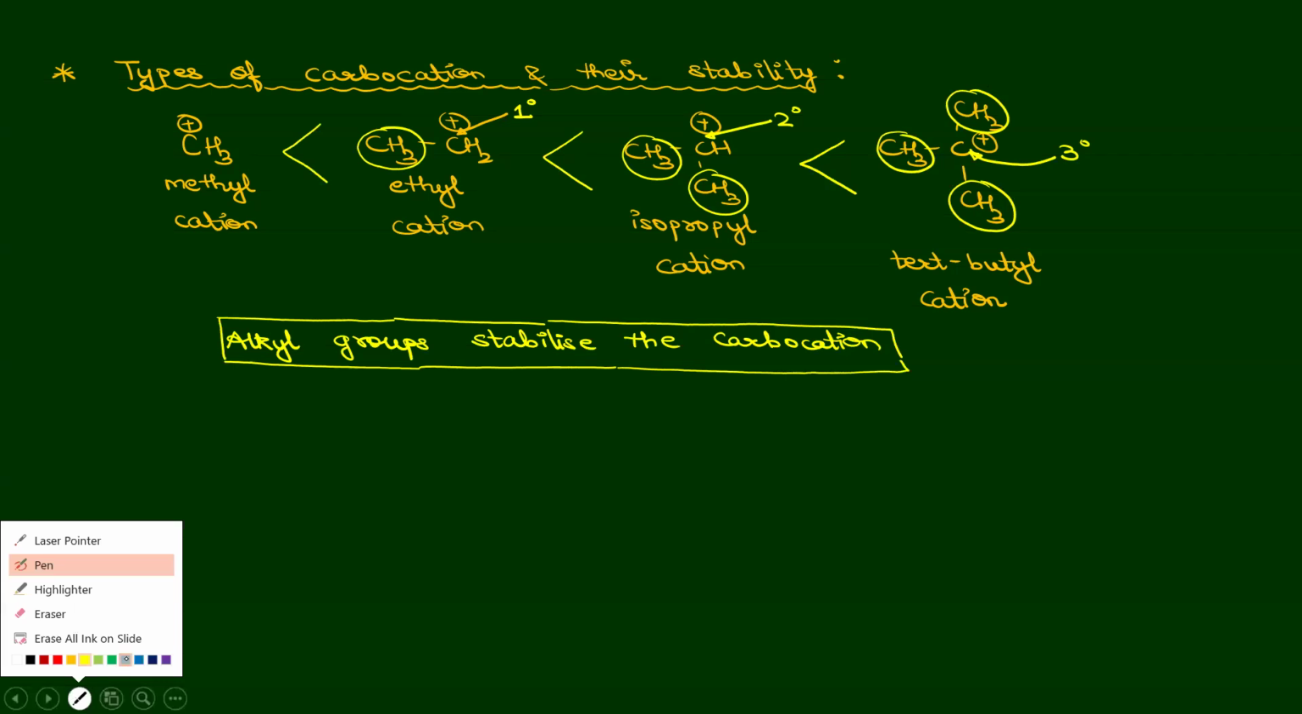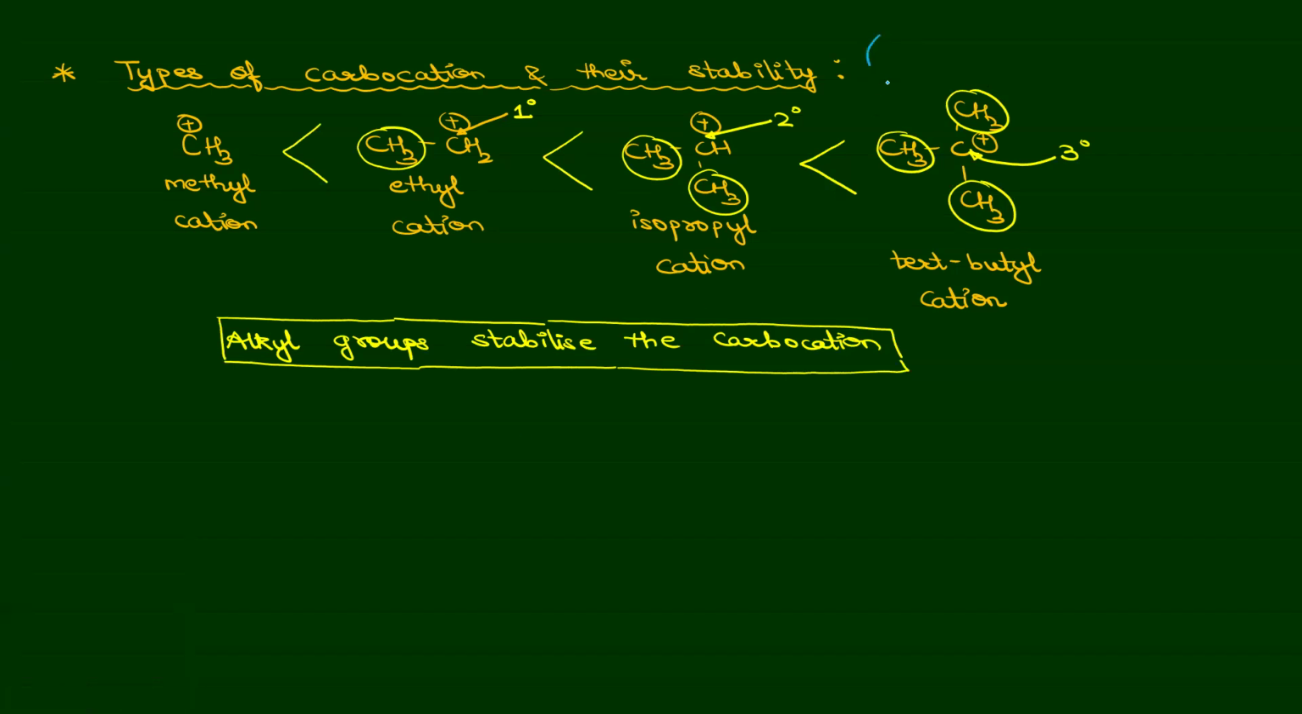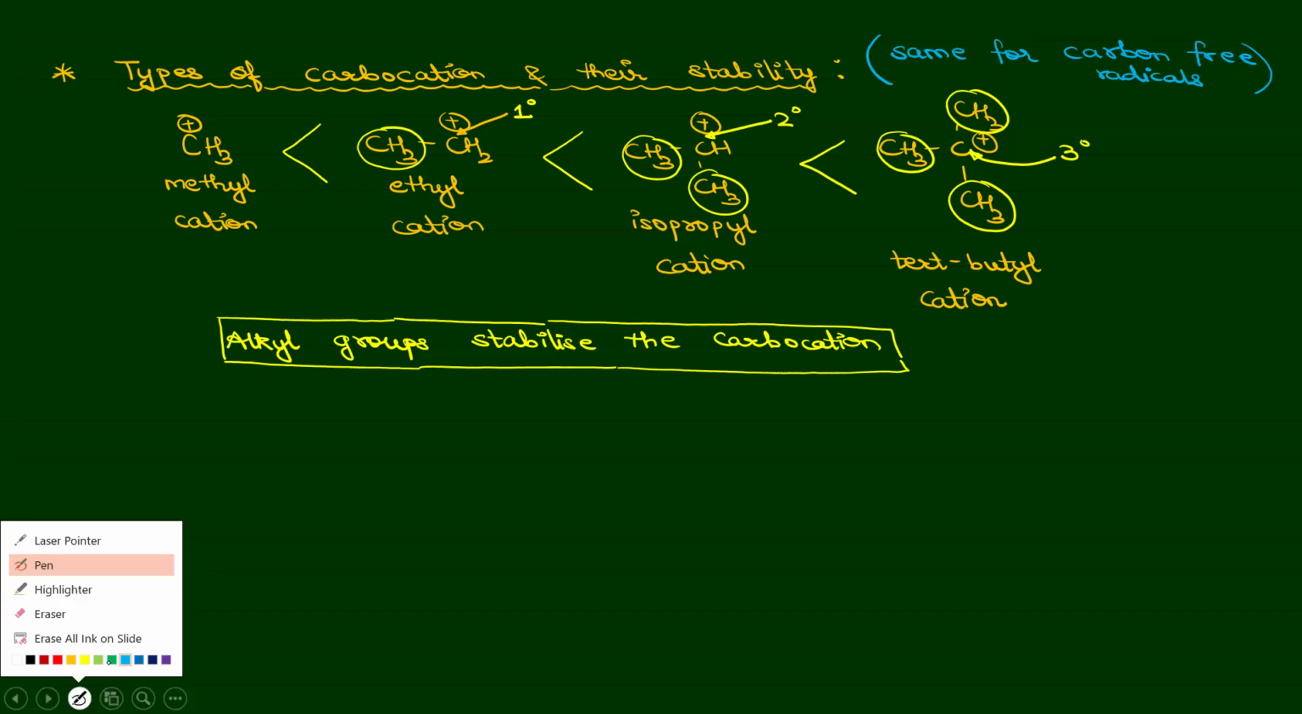Now, this particular order of stability is the same for carbon free radicals. Why? We'll understand later when we explore the concept of inductive effect and hyperconjugation. That will be discussed in the later part of fundamental concepts. But remember, if I replace the positive charge with a dot, then the same order is valid even for carbon free radicals.